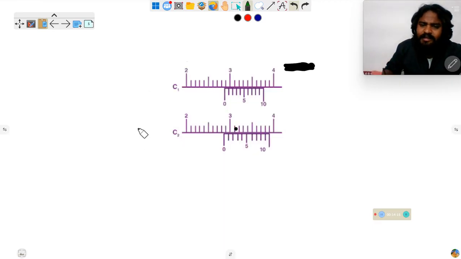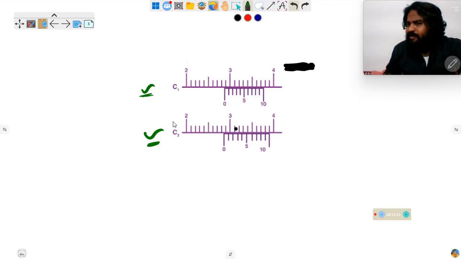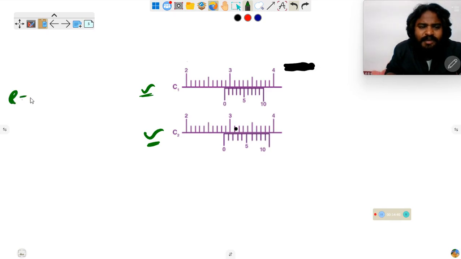So here they gave two readings, okay? And let us consider there is no error, zero error, no positive error, no negative error, right? Now let's measure this object. They kept an object between the jaws of the vernier calipers, and these are the readings they are showing. Now here the first one, C1, the reading of C1 is main scale reading plus least count into coinciding division.